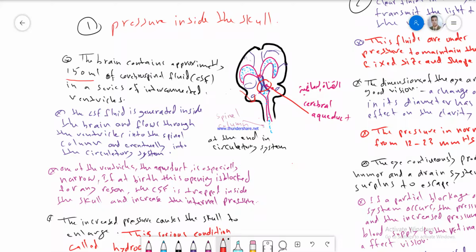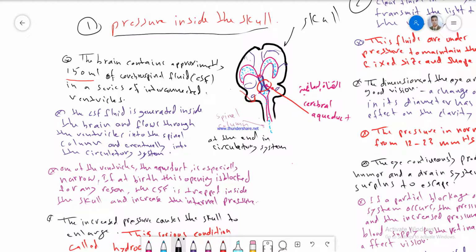Welcome everyone. We complete our lectures on pressure inside the body. Now we study the pressure inside the skull. As we see, this is the skull, and these are the ventricles that contain the cerebrospinal fluid.